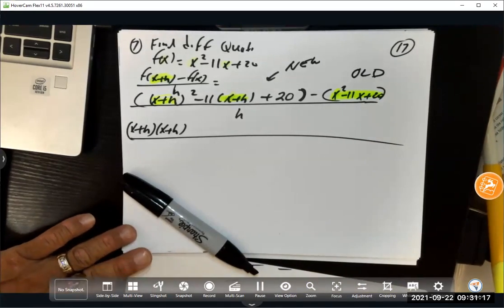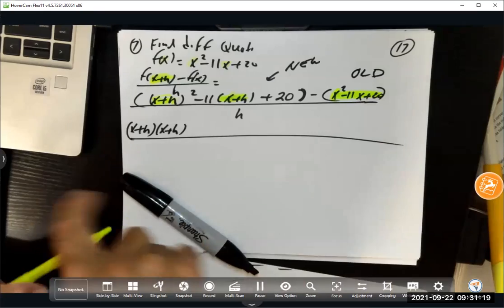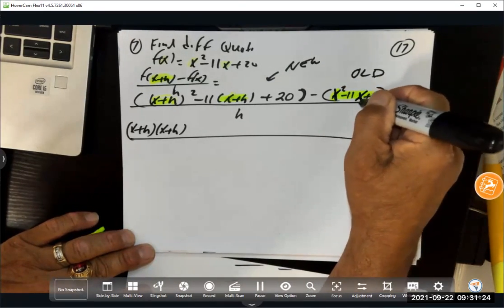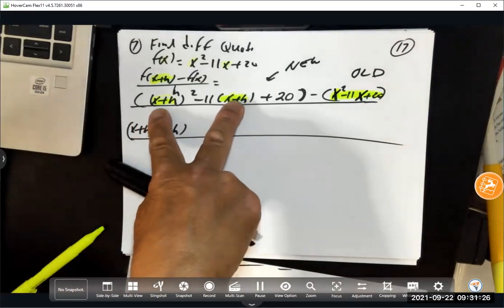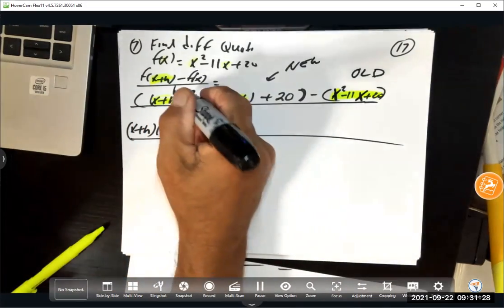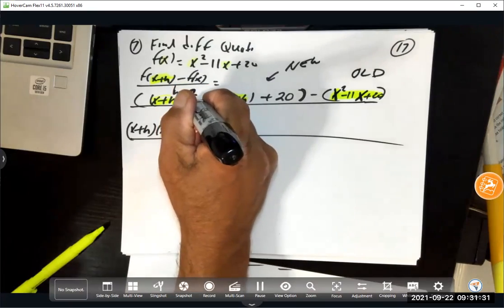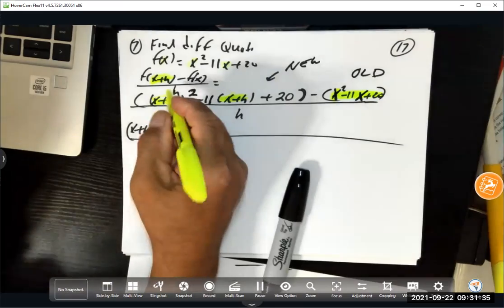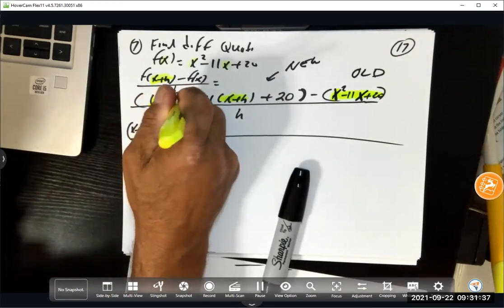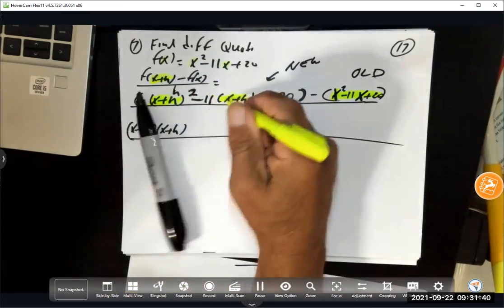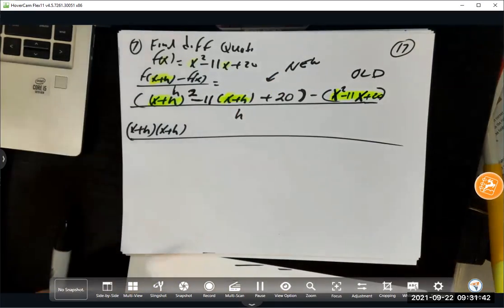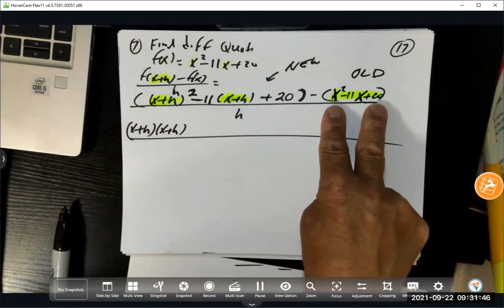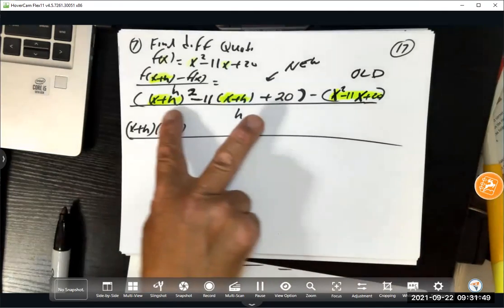The new one looks like this one, but instead of having just the regular x right here, it has all this new stuff. See the new stuff right there? It's still gonna be squared. It's still gonna be minus 11 times this, but inside the little block, instead of an x, you're gonna have to replace it with this x plus h. Instead of an x, you're gonna replace it by what? X plus h, like that. Okay. So this is the new one. This is the old one. The old one is exactly like it was. The new one has new stuff in it.